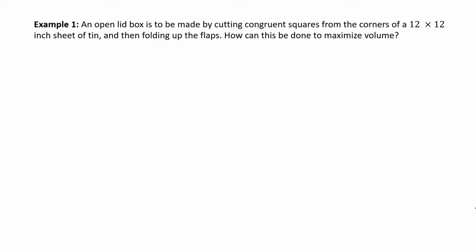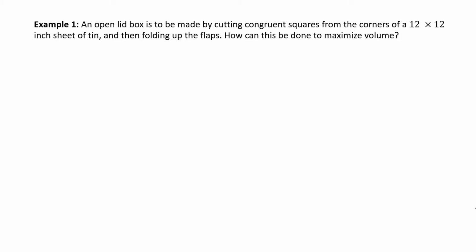This section is 3.7 Optimization. Let's work out a few examples. Example: an open lid box is to be made by cutting congruent squares from the corners of a 12 by 12 inch sheet of tin and then folding up the flaps. How can this be done to maximize the volume?